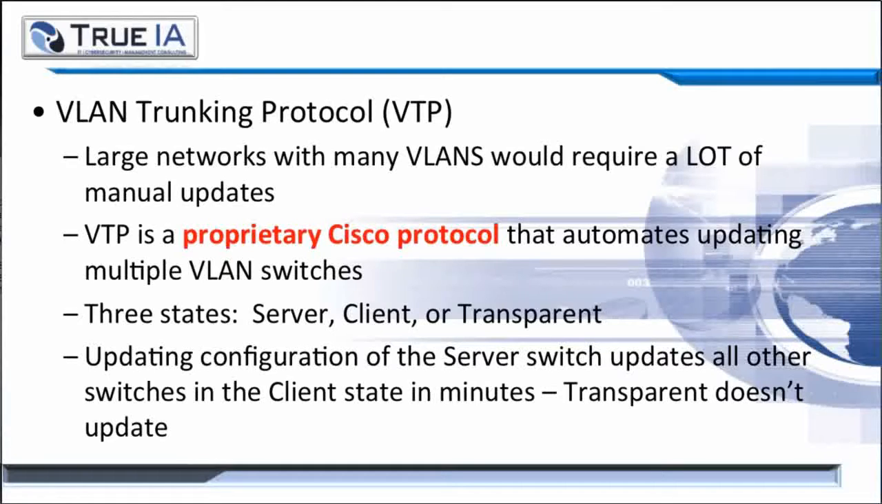And then through the VLAN trunking protocol, you'll see this on large networks with many VLANs that would require a lot of manual updates. The VTP, while proprietary to Cisco, automates updating multiple VLAN switches. It goes through 3 different states: server, client, and then transparent. Updating configuration of the server switch updates all other switches that are in client state in minutes. If, however, you have switches operating in transparent state, they will not receive any updates.